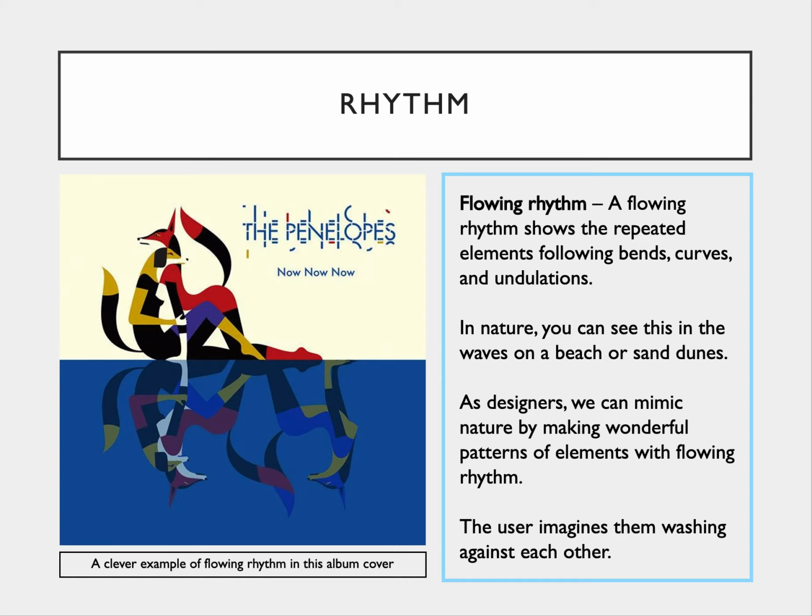So there's something that can be called flowing rhythm, and that is when we start to use undulations and curves and bends. And this album cover is an example of flowing rhythm. In nature, you can see flowing rhythm in waves on a beach or sand dunes. We can do the same thing in our designs.